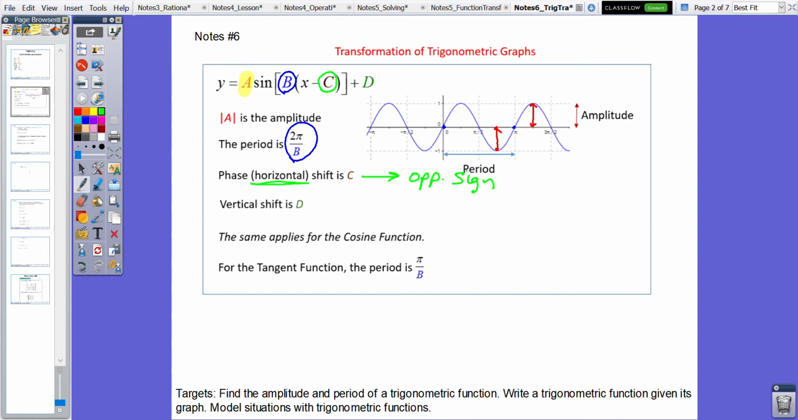And then last but not least, of course, is our vertical shift, which is d. The nice thing about this vertical shift is that it's not really dependent on anything in the function. It's just there. So how far up or down from 0, or from 0, 1 if we're looking at the cosine graph, does the graph go? The same applies for the cosine function, and the only difference between the sine and cosine function compared to the tangent is that the period is pi over b. But for this lesson, we're going to look at just simply sine and cosine.